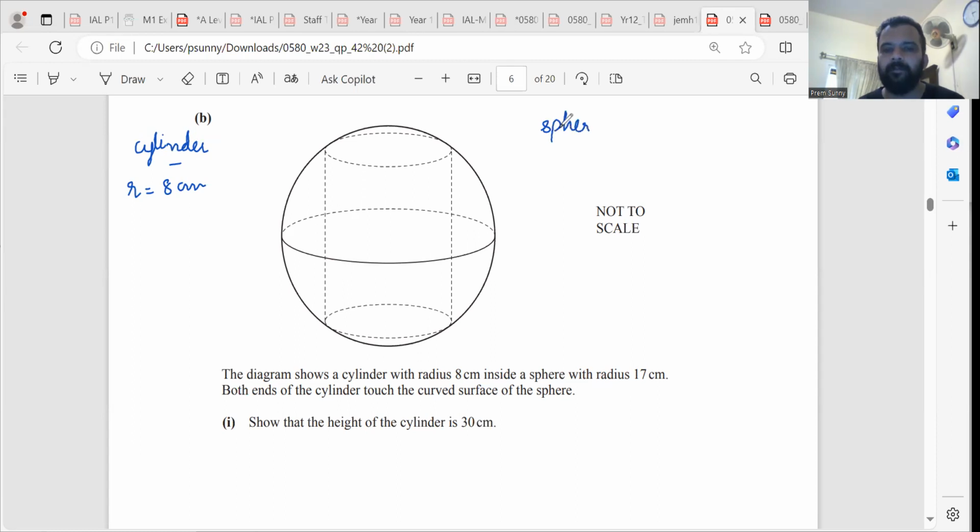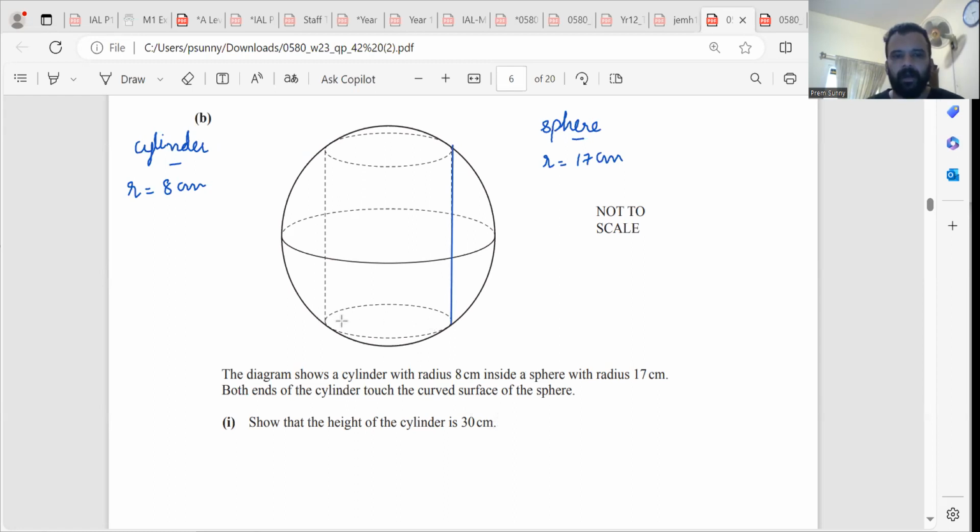So for the sphere, radius is given as 17 centimeter. Both ends of the cylinder, that means both the top and the bottom of the cylinder, touch the curved surface area of the sphere. Now, show that the height of the cylinder is 30 centimeter. That means we need to find the height of the cylinder, basically this part here. We need to prove that.